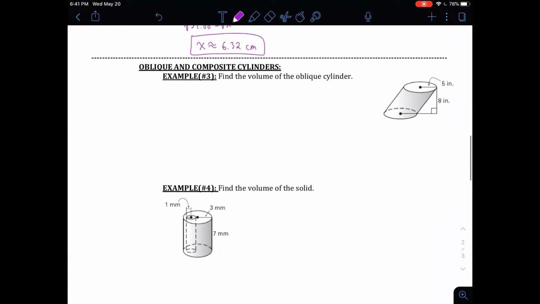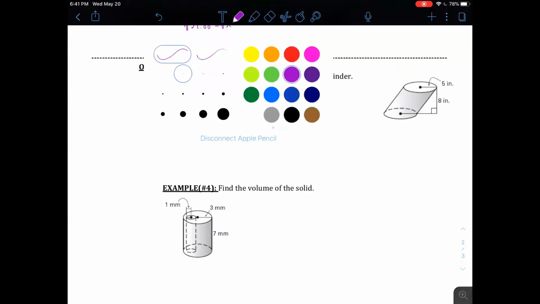Okay, we're going to do 2 more examples here. I'm probably going to walk you through the last example just briefly. Okay, so oblique and composite cylinders. Find the volume of the oblique cylinder.